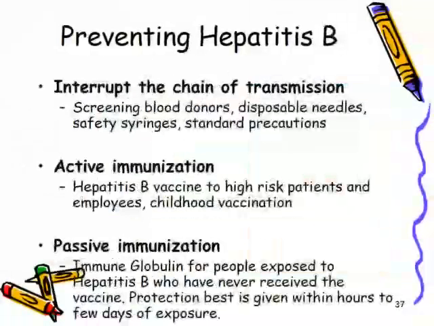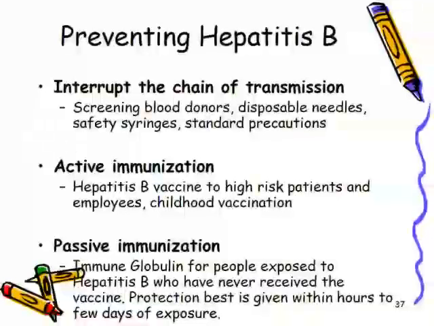To prevent hepatitis B, remember to try to interrupt the chain of transmission. So disposing of needles properly, using safety syringes, standard universal precautions, and to try and get people in the community immunized against hepatitis B. As we all know, that's a childhood vaccination that's now required for children to enter the school system to get that series.